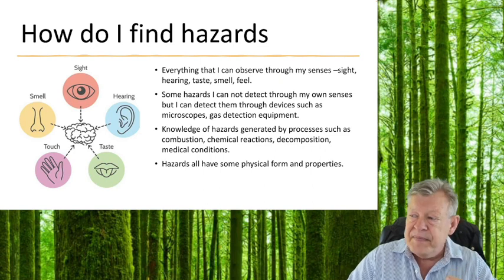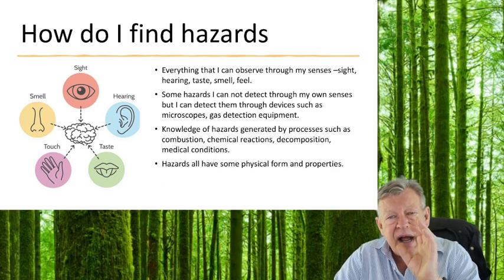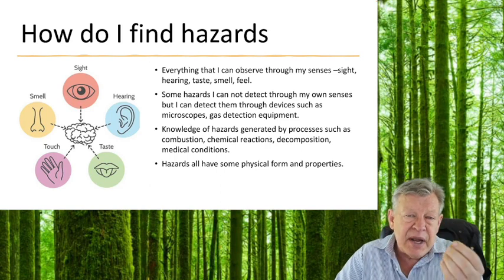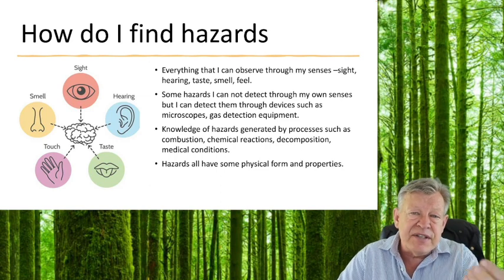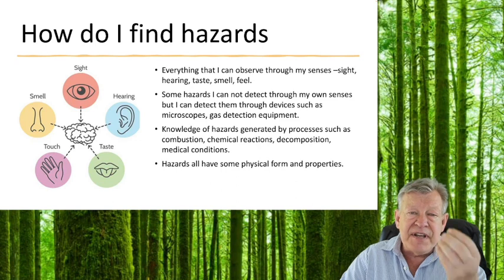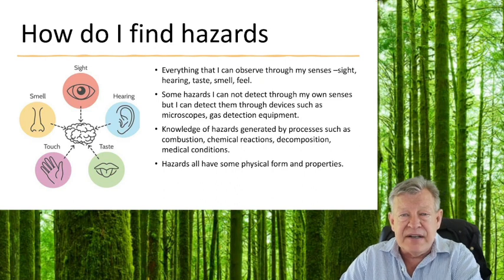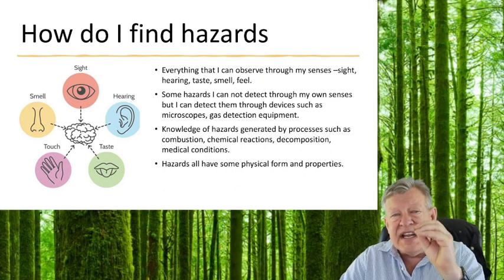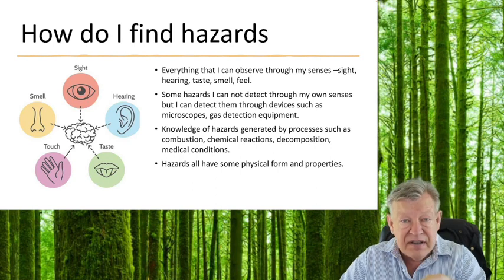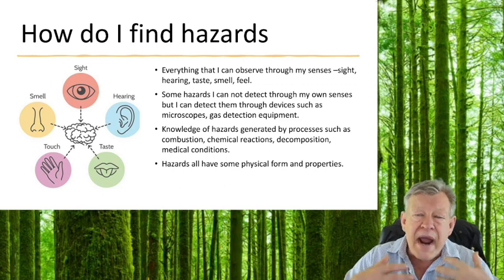They still exist. I can maybe not see them with my 5 senses, but I can use gas detection equipment. I can use microscopes, and I will still see those things. I will be able to detect them. They have to be physically there. If something doesn't physically exist, it cannot be a hazard. So for a hazard, everything that physically exists. Everything. I'm not saying that every hazard will kill you, but for every hazard, if it interacts with a target, something may happen.